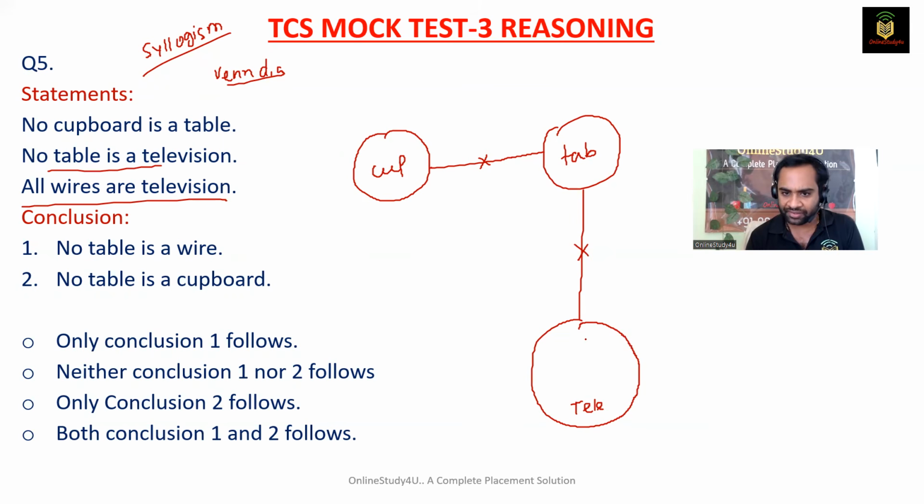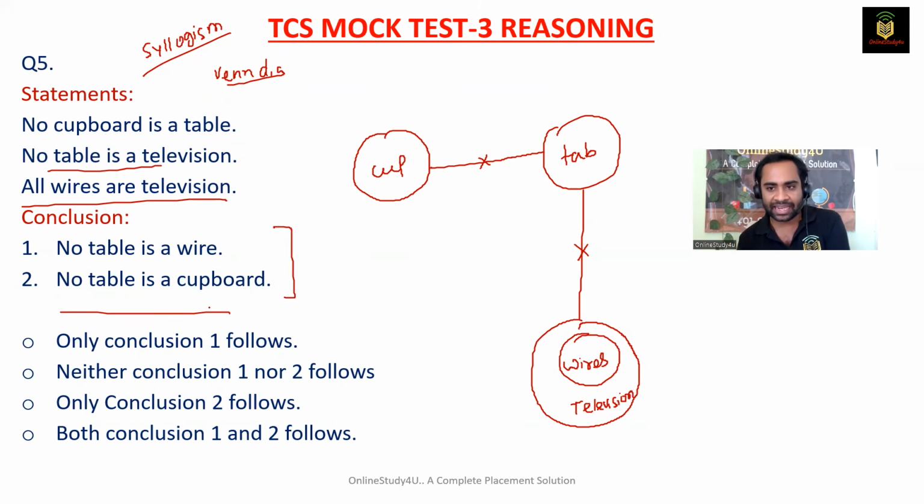All wires are television. So all wires I am putting inside the television. Now, what is the conclusion? No table is a wire. So if you see here, no table is a wire.